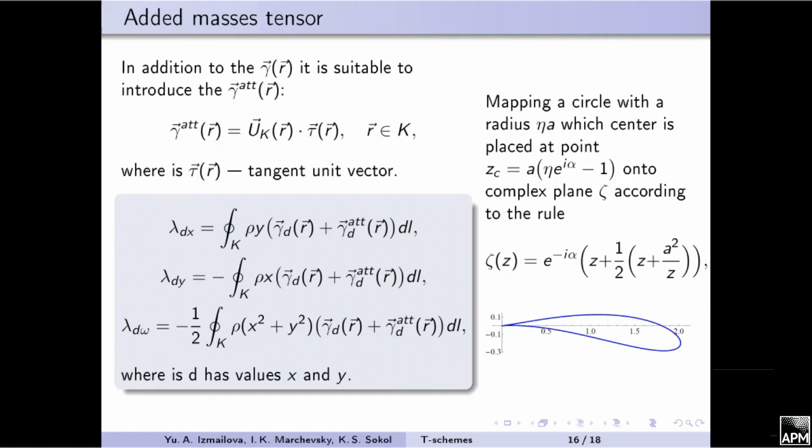As I said, we will consider a problem with a known solution, which uses our unbounded solution. So if we map a circle with this radius, whose center is placed at this point on the complex plane zeta according to the rule, we will obtain the Zhukovsky ring airfoil shown in the figure.